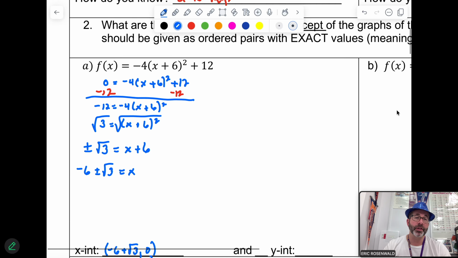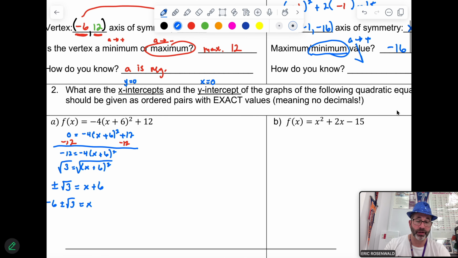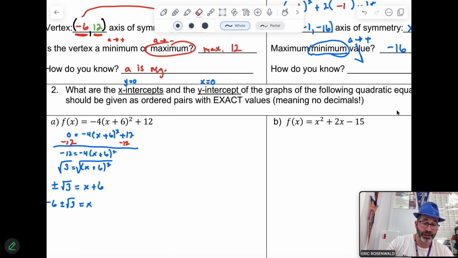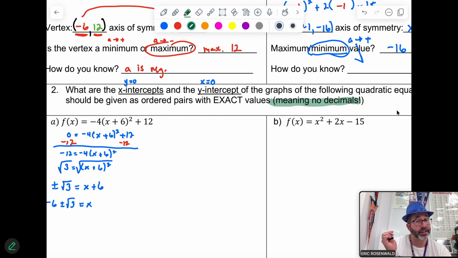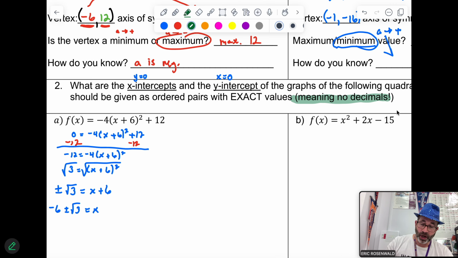Okay? Remember, in the directions, it says exact values. It says no decimals are to be allowed here. That's why we got an exact answer here. Okay? All right, let's work on finding the y-intercept.